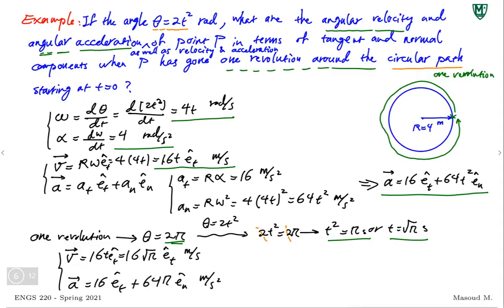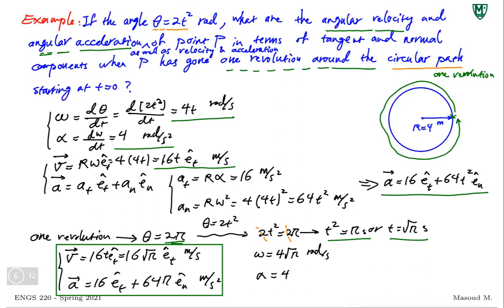These are the final expressions that I was looking for. Because I was asked to find velocity and acceleration, you can find the angular velocity and angular acceleration the same way. Angular velocity becomes 4 times square root of pi radian per second. Angular acceleration doesn't really change. It's still 4 radian per second squared. Right? Question on this one.